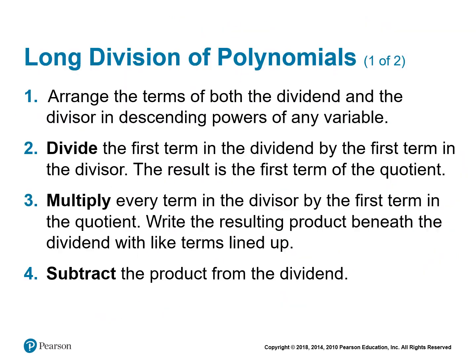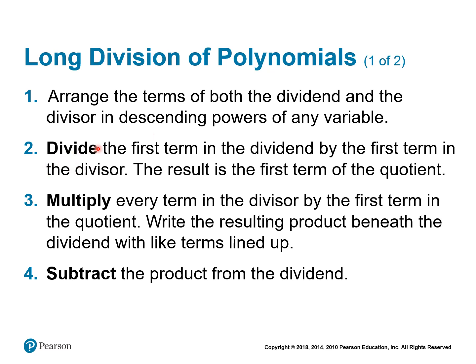All right. So now that we have worked through some examples of long division of polynomials, let's read through the steps. It'll be a lot easier to follow what they're saying here. It says as step 1, arrange the terms of both the dividend and the divisor in descending powers of any variable. And if there are any missing terms in the dividend or in the divisor, we have to make them visible by making the coefficient 0, like we did in the previous example.